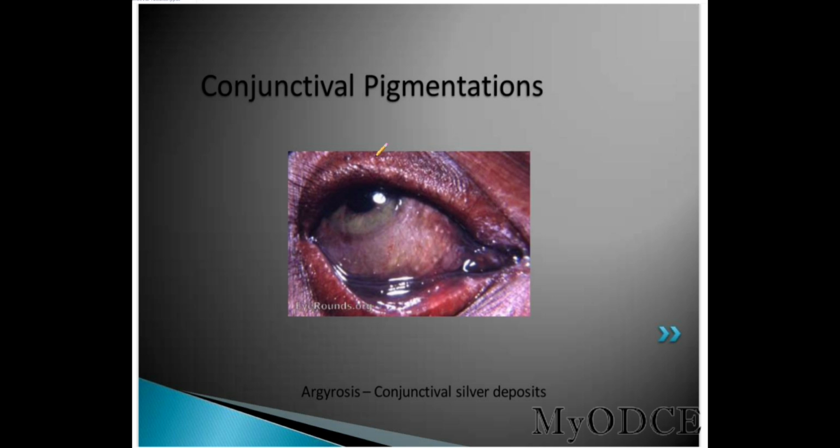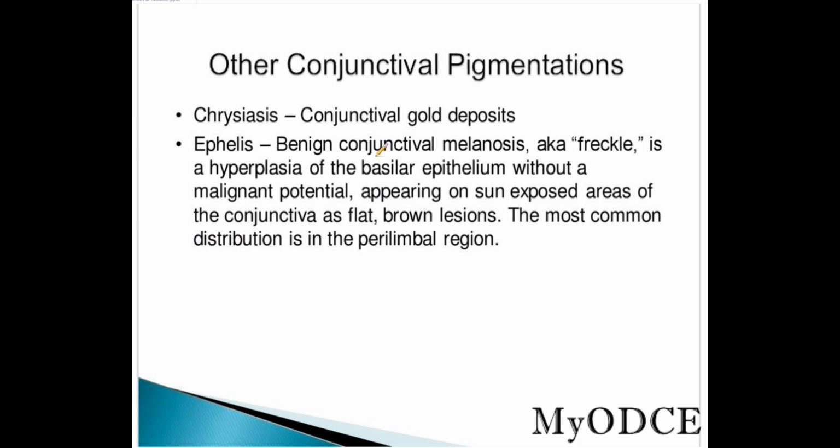One of our docs brought up a good point. Within our differential, we'll also think nevus of Ota, and obviously, oftentimes we're gonna see nevus of Ota far more often than argyrosis. Other causes of conjunctival pigmentary changes, we'll sometimes see chrysiasis, which is conjunctival gold deposits, and also ephelis, which is just benign conjunctival melanosis, or freckles on the conjunctiva.